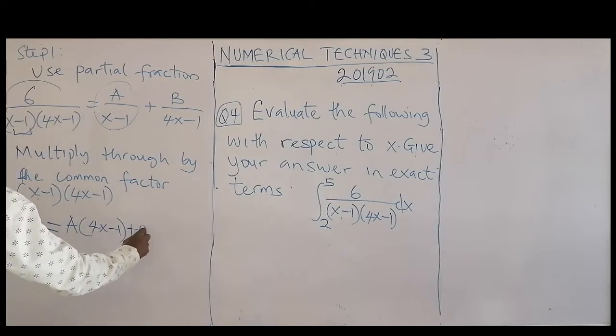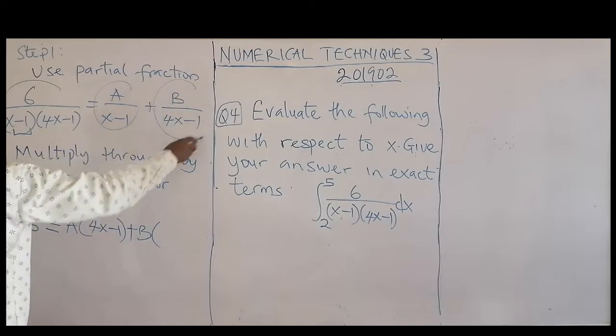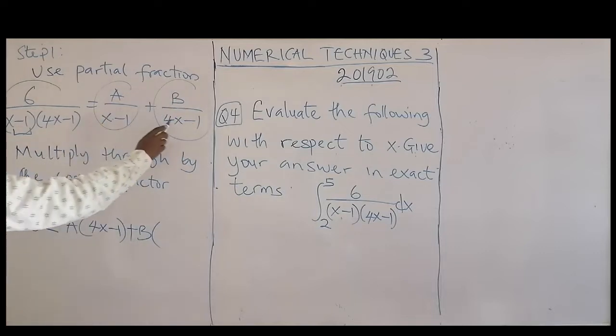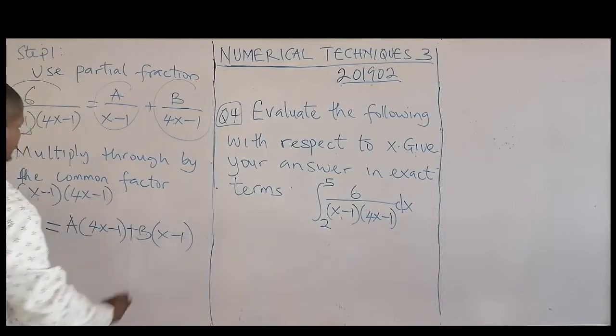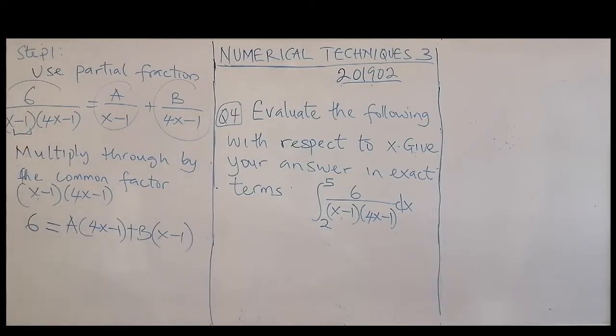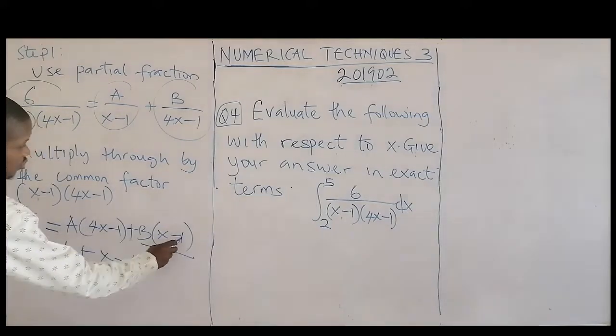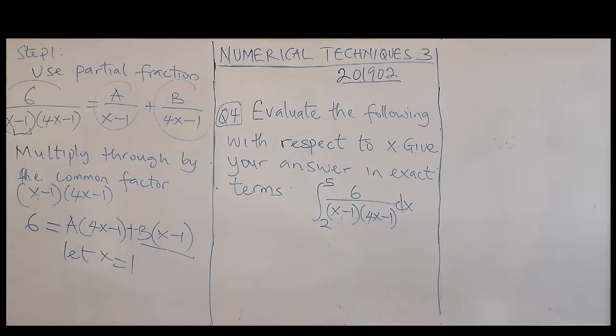Then plus B. Do the same thing also. Multiply this one by the common factor. 4x minus 1 is here, so it cancels out. So I have x minus 1. Okay? So let's use substitutions. Let x be equal to 1. If you do that, 1 minus 1, so B will cancel out. Then we can generate the A. That will be 6 equal to 4 times 1, that's 4, minus 1, that's 3A. So A is 2.